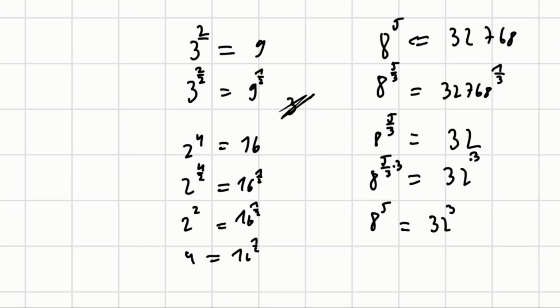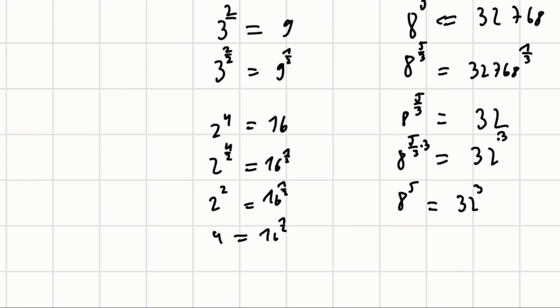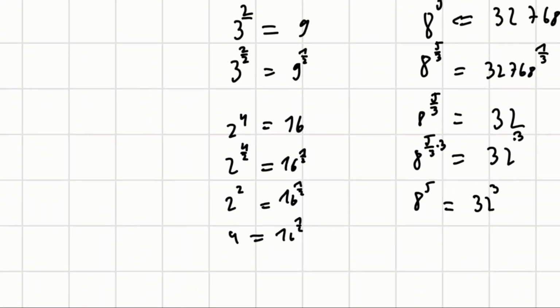Let's do this with the example with this. So 2 to the exponent of 4 is 16. Divide the exponent by 2. Then we get 1/2, and then if you then this is nothing else than 2 to the exponent of 2.